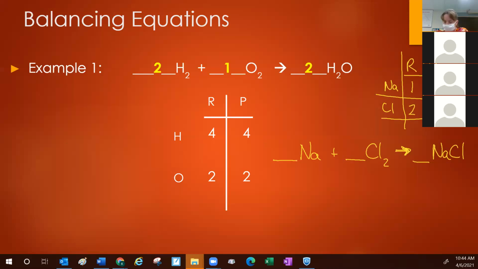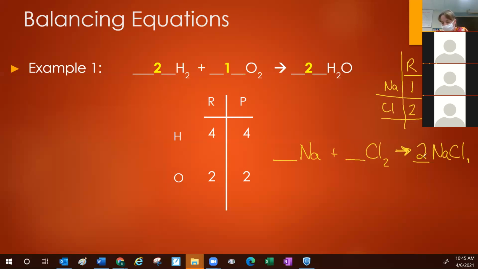Okay, so we need more chlorines on the product side. We need to get to 2. So you take a coefficient and multiply it by your subscript. Now remember, that subscript is 1. So to get to 2, we would have to put a 2 in front of that entire compound. So that fixes the chlorine. We now have 2 chlorines on the right, 2 chlorines on the left.